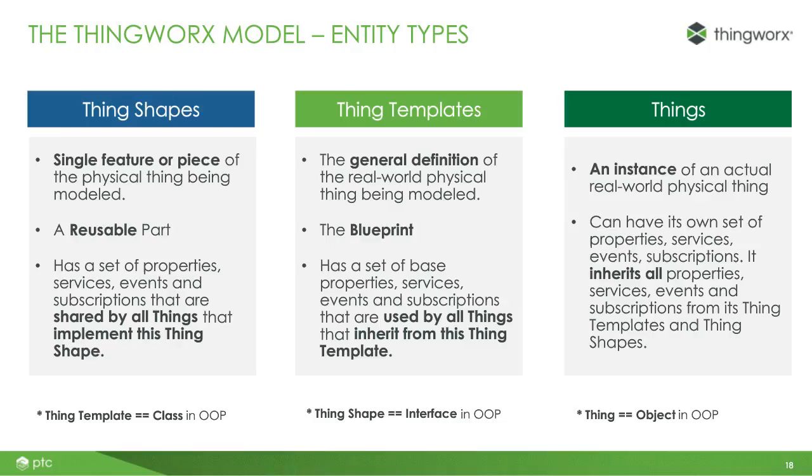So just to recap, here are our 3 main entity types. Once again, templates are very much like a class, shapes are like an interface, and then things are an object or instantiation from a class.